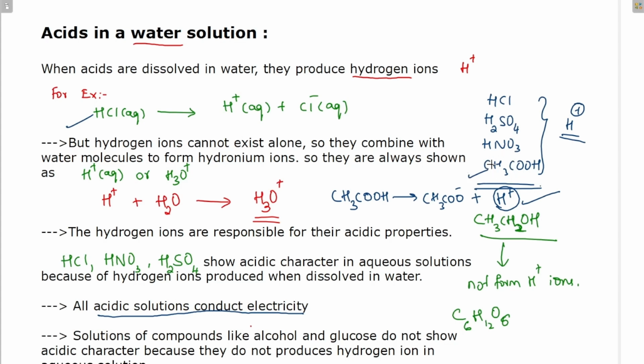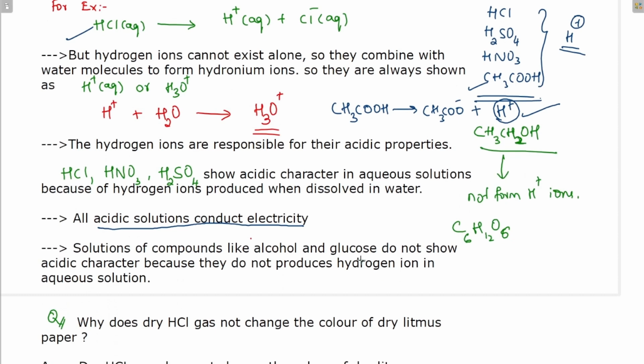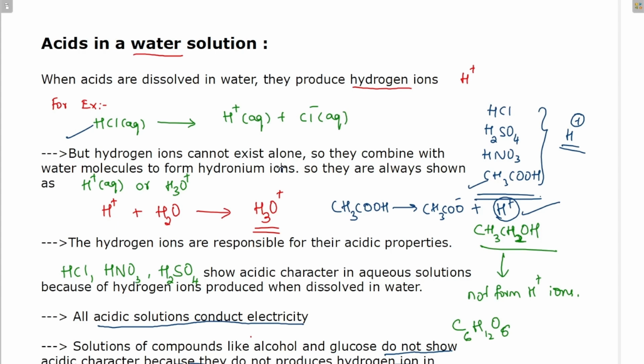Remember, all these hydrogens are not forming ions here. It is dissociating as given here, that is acetate anion and hydrogen cation. So in this way, solutions of compounds like alcohol and glucose, even though they contain hydrogen, do not show acidic character because they do not produce hydrogen ions in aqueous solution. You have to remember this point. Sometimes the question may be asked in your examination: do alcohols behave as acids, or why do alcohols not behave as acids? Our answer is because they do not form hydrogen ions in aqueous solution. We have learned that all acids produce hydrogen ions in water. It is common to all acids.